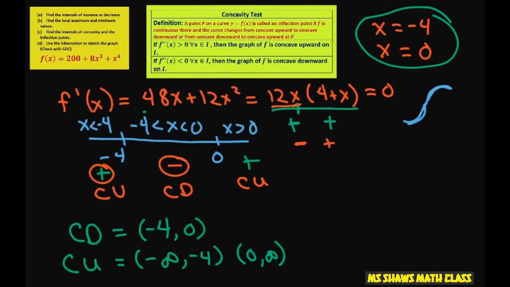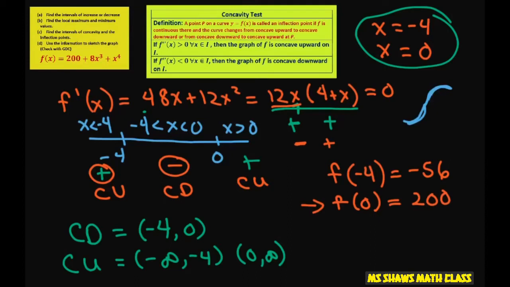And so let's do our inflection points, and you just plug in these 2 points. We want f of negative 4 and f of 0. So f of negative 4 is negative 56. F of 0, we already did that. That was our horizontal tangent, and that's going to be 200. So we have an additional point here at negative 4 and negative 56. And we already have our horizontal tangent at 0, 200.